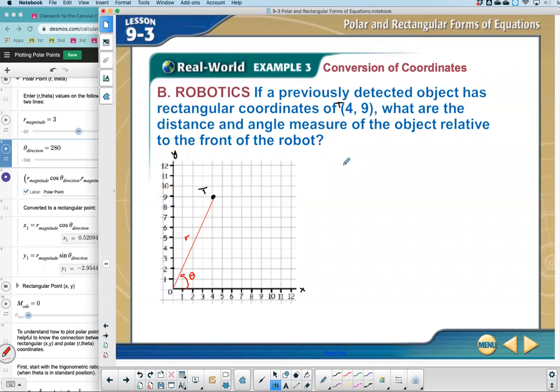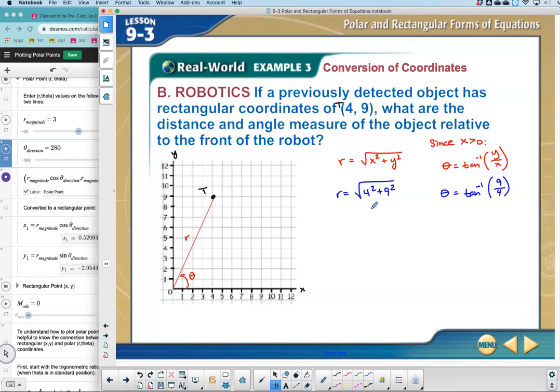So the formula that we had for this is that r does equal the square root of x squared plus y squared. And since x is greater than 0, the theta will just equal the inverse tangent of y over x. So solving by hand, r would equal the square root of 4 squared plus 9 squared. And theta will equal the inverse tangent of positive 9 divided by positive 4.